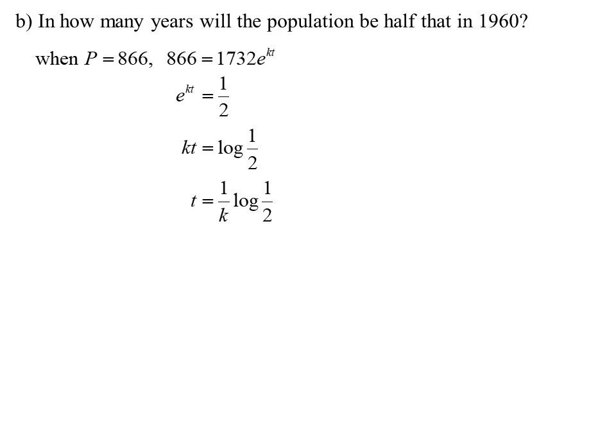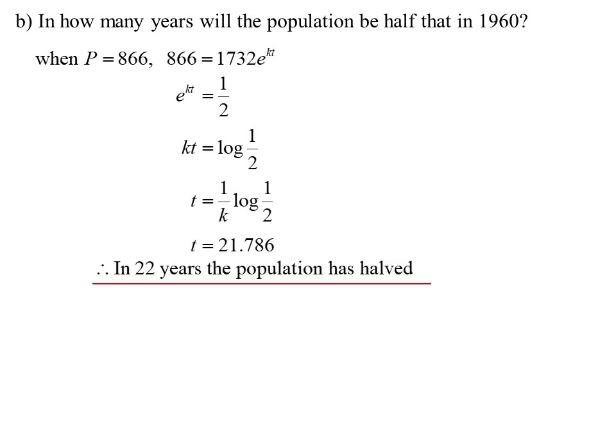But there it is. t equals 1/k log(1/2), which also happens to be, if you look at it, the half-life for radioactive material, where k is negative. Because you're doing exactly the same thing. You're finding how something decays. Okay, subbing in we get 21.786. So the question is, in how many years will the population be half of that?